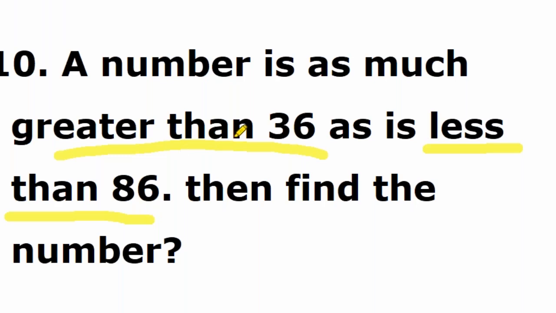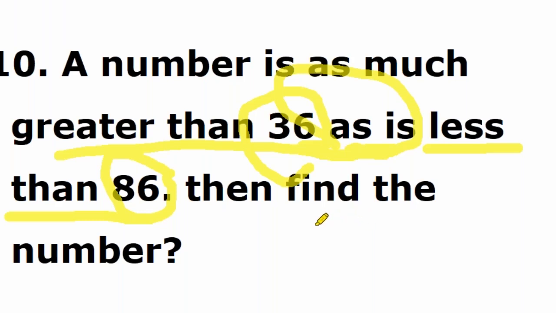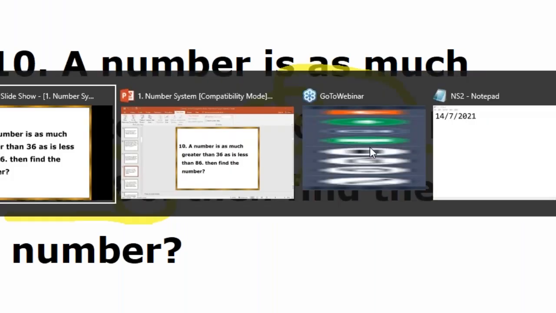Understood all of you? That number is more than 36, but how much more than 36? We don't know. That number is less than 86, but how much less than 86? We don't know. But there is a condition here: "as is". The number is how much more than 36? With the same difference, that number is also less than 86.